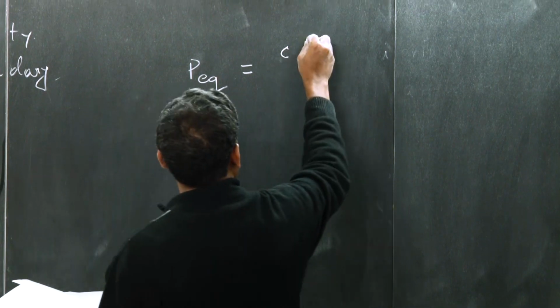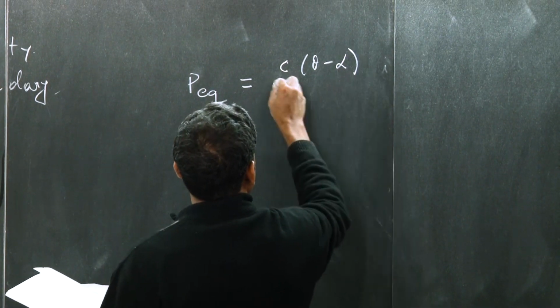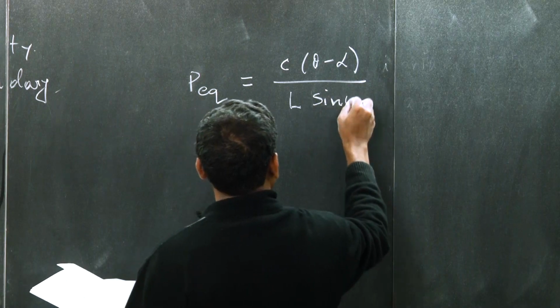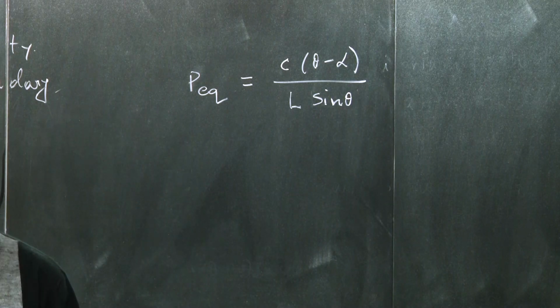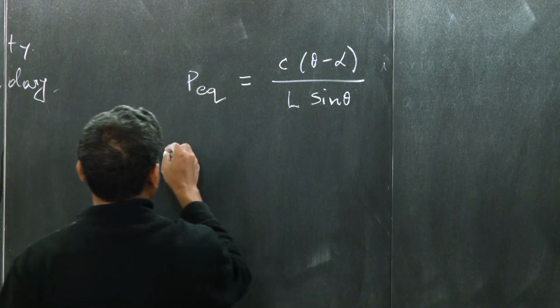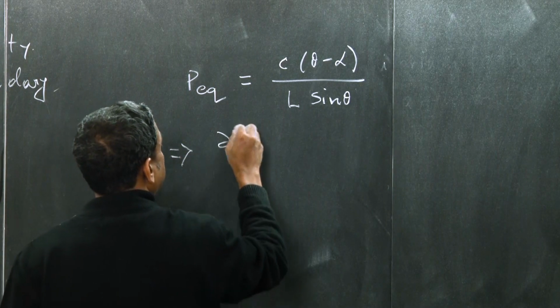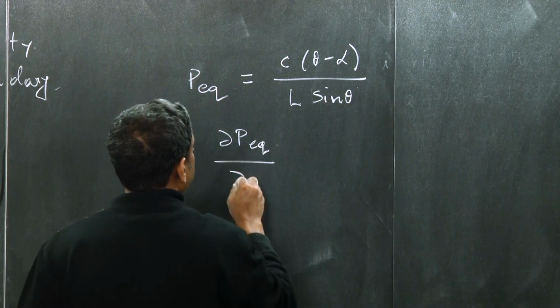C theta minus alpha, L sin theta, right. You see, I will just do one thing. So, P equilibrium by del theta.